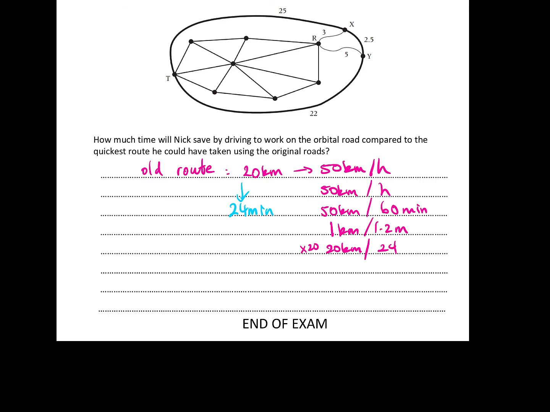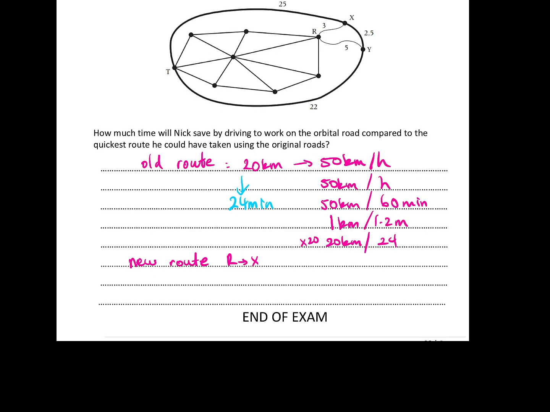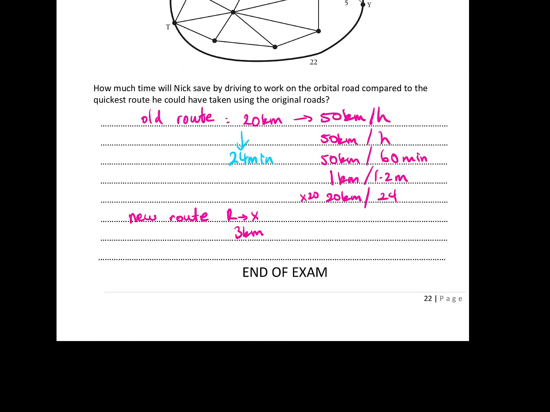Okay, now for the new route, he's going to go R to X, and that is 3 kilometres long, and the travel is 60 kilometres an hour. So let's do the same thing for 60 kilometres an hour. 60 kilometers over 60 minutes. I mean, this is really straightforward. So 1 kilometer for every minute. So therefore, for a 3 kilometer journey, it's going to take him 3 minutes here.